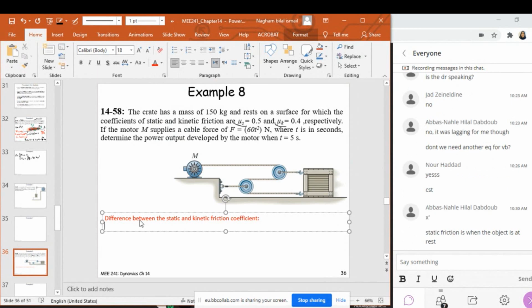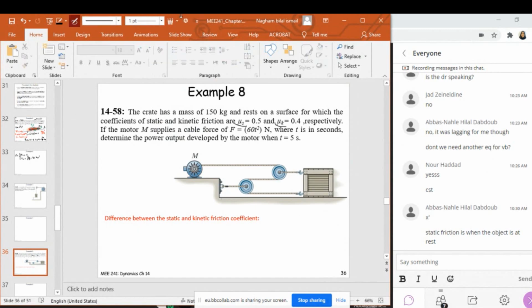Yes, Abbas, static friction is when the object is at rest. But do you think that there is a friction if this object is not moving? In fact, this is not exactly the definition. Static friction, please guys, take a look at this definition. It's very important.